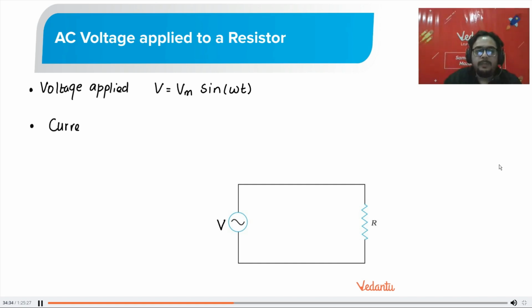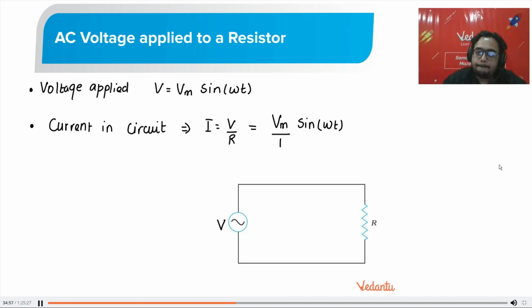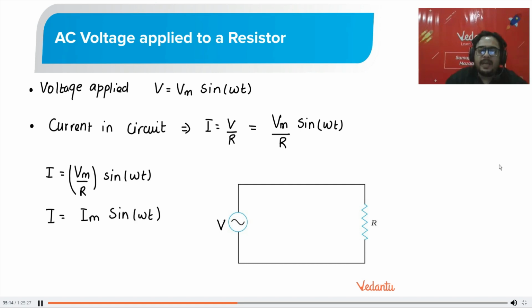So what will be the current in the circuit? You know what current is. Current is V by R. Ohm's law told us that. So what will I get? V is Vm sine omega t by R. So the value of current you are getting is Vm by R sine omega t. We write it I is Im sine omega t.